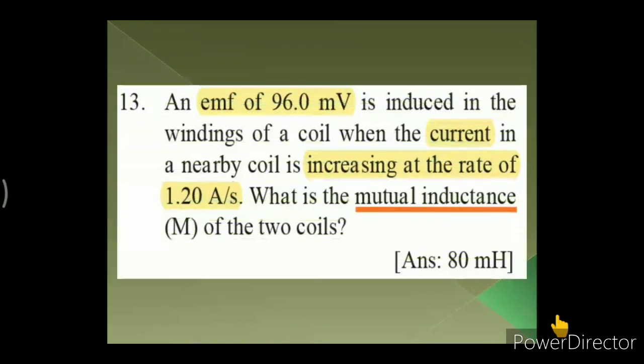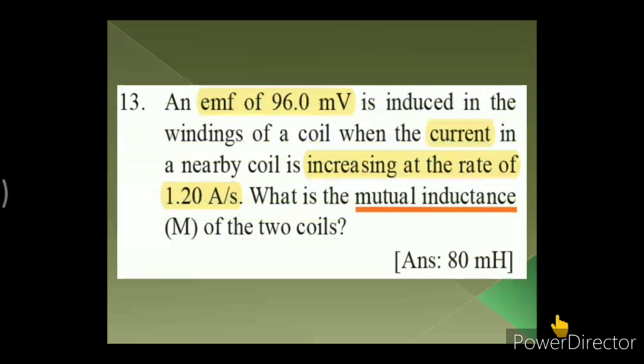Next unsolved numerical from the textbook, question number 13: an EMF of 96.0 millivolt is induced in the windings of a coil when the current in a nearby coil is increasing at the rate of 1.20 ampere per second. What is the mutual inductance M of the two coils?